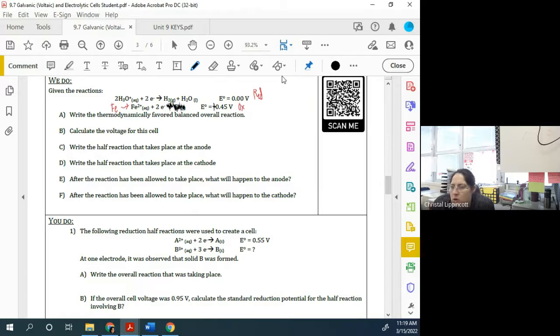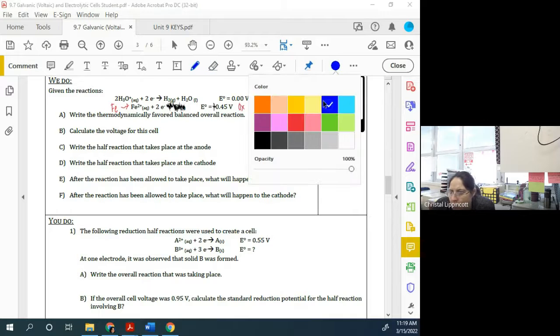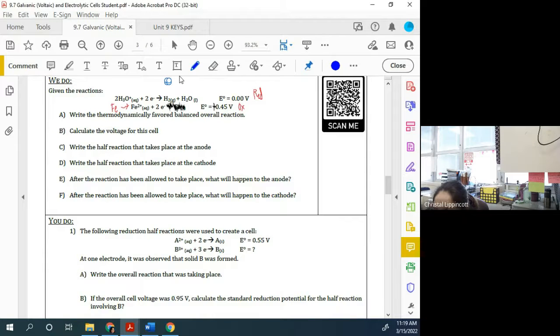Okay. So write a thermodynamically favored balanced overall reaction. If I want to write a reaction here that's balanced, that means my electrons are balanced. So I'm okay. I don't need to modify these amounts at all. This is going to become 2H3O plus Fe yields Fe 2 plus H2 plus H2O.